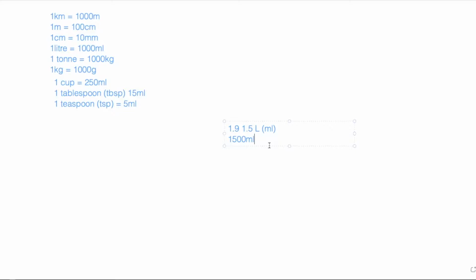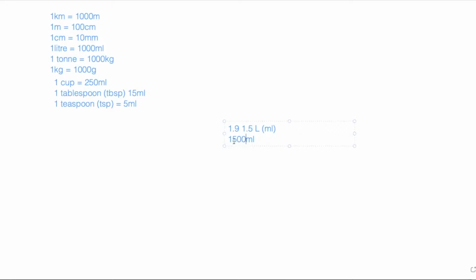Remember, when you're moving from something that's larger to something that's smaller, like we're moving from liters to milliliters, you multiply. When you're moving from something that's smaller to something that's larger, you divide. So if you're moving from milliliters to liters, you are going to divide. So if you're moving from 1,500 milliliters to liters, we're going to divide the 1,500 by 1,000. And when we divide by 1,000, we move left 3 times. We say 1, 2, 3.